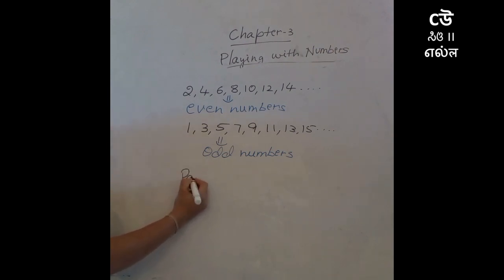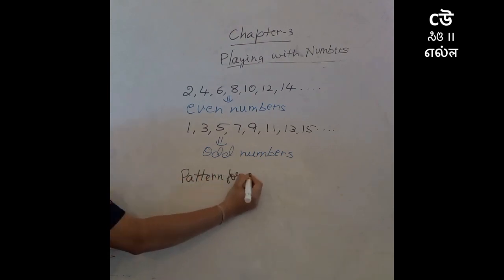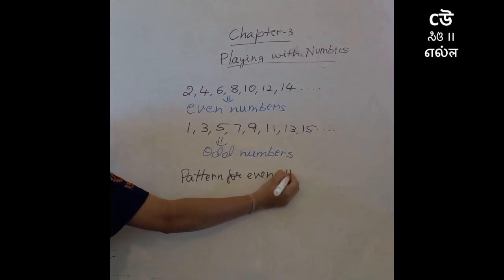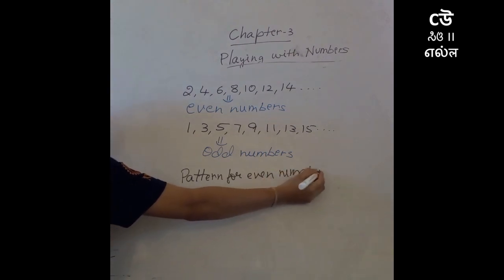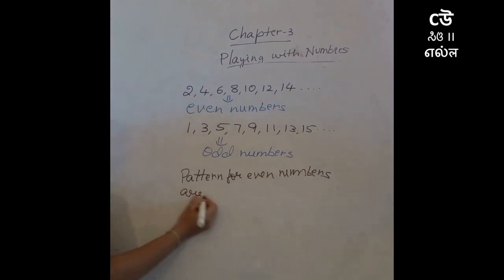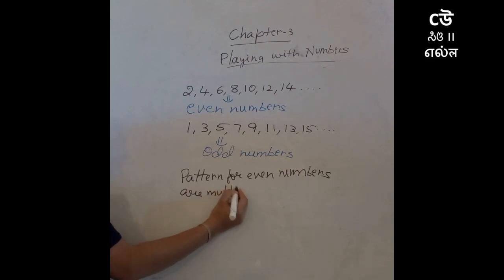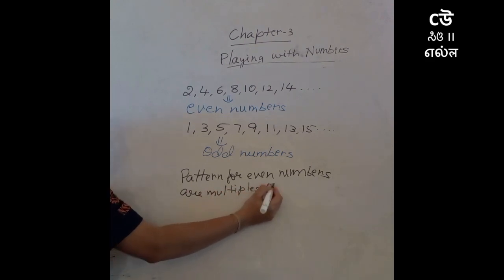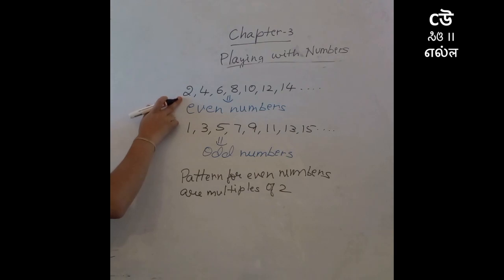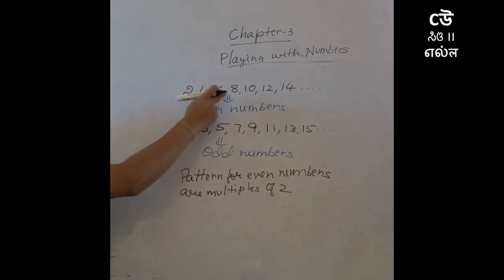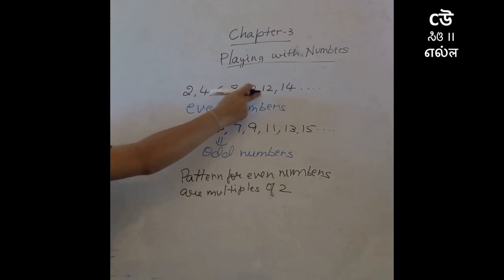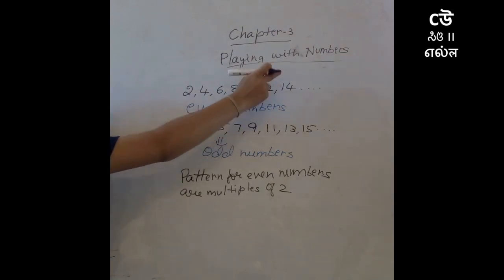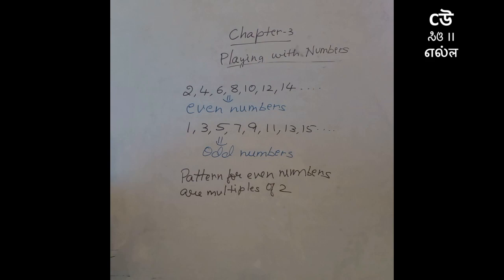Okay. So, the pattern for even numbers are multiples of 2. See here, 2 ones are 2, 2 twos are 4, right? 2 threes are 6, 2 fours are 8, 2 fives are 10, 2 sixes are 12, 2 sevens are 14. Like that only it continues, okay?